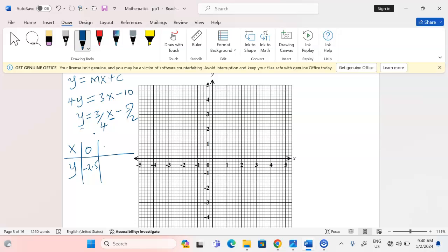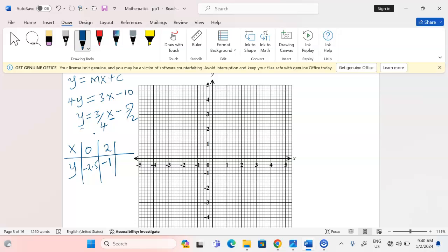Next, let me go to 2. When we have a value like 2, we substitute 2 here, so that the equation becomes 3 quarters into 2 minus 5 over 2. And when 2 is multiplied by 3 and divided by 4, we get 3 out of 2 minus 5 out of 2. That will give us negative 2 out of 2, which becomes negative 1. We are doing the normal substitution.